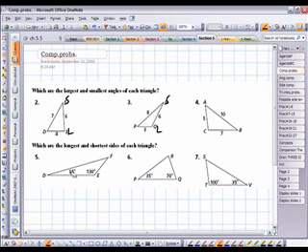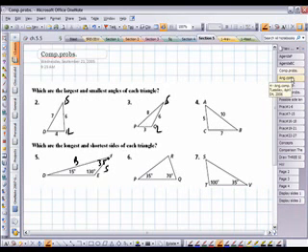Looking at the other direction, we know there's 180 degrees in a triangle, so if this is 15, this is 130, then this is going to be 35 degrees. Biggest side is going to be over here, smallest side over here, because you go opposite the biggest angle for the biggest side, smallest angle for the smallest side, and so on.